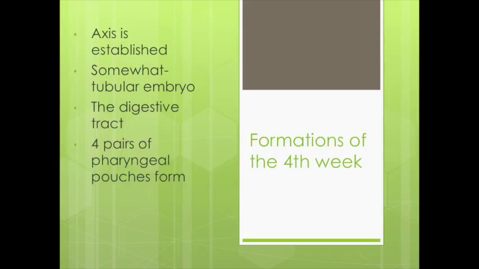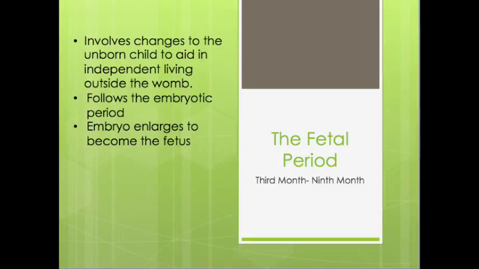With this formation of the digestive tract, 4 pairs of pharyngeal pouches also form from the invaginations on the lateral walls lining the pharynx. By the end of the 4th week, we can see the development of the primitive eyes, the ears, the nose, oral cavity, and the jaw areas.